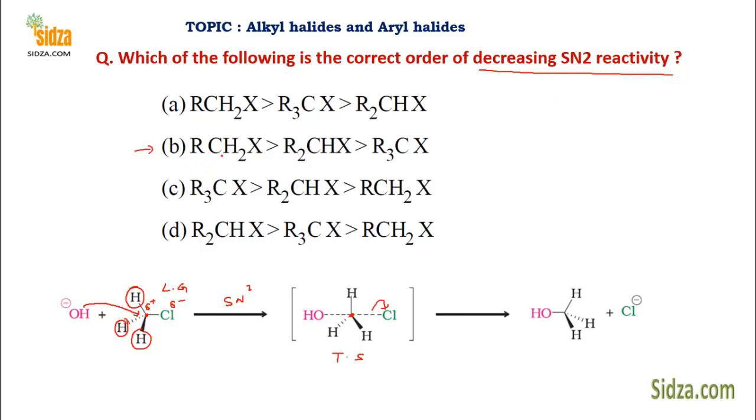This is the primary alkyl halide. Here you have a carbon attached to the halogen, 2 hydrogens and only 1 alkyl group. Here you have 2 alkyl groups, so this is the secondary one, and this is the tertiary one, which will be the least reactive, because the nucleophile finds it very difficult to approach due to the steric hindrance between these 3 alkyl groups and the nucleophile. So this won't be able to approach and form a transition state. So the option B here.